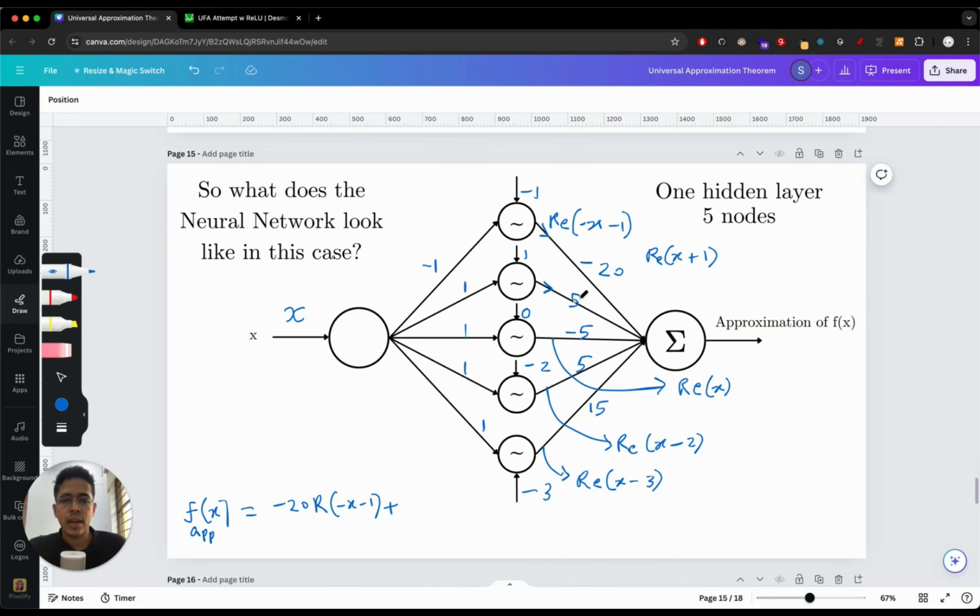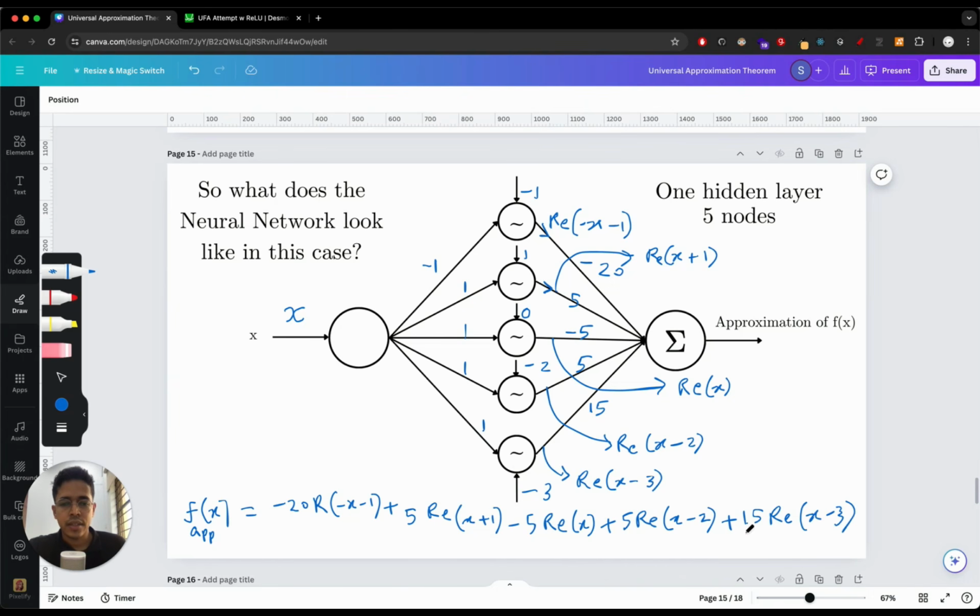5 times ReLU of this is this guy, right? 5 times ReLU of x plus 1. Then we have minus 5 times ReLU of x. Then we have 5 times ReLU of x minus 2 plus 5 times ReLU of x minus 2. I'm so sorry for using R and RE, but please consider that they are both the same thing. I'm just making this mistake while writing. Then plus 15 times ReLU of x minus 3.